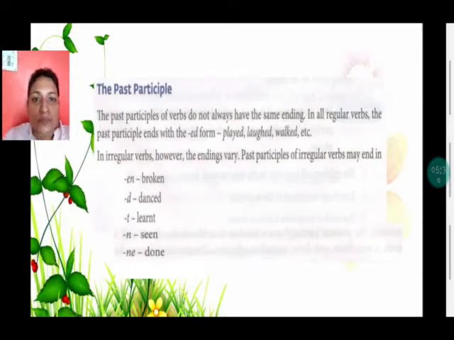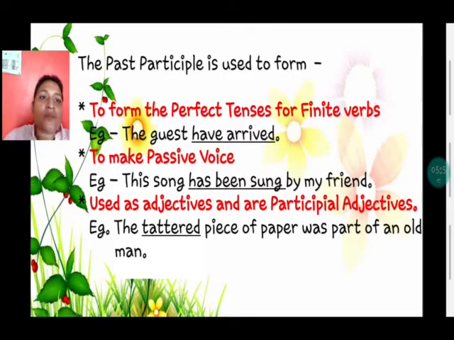Now past participle. The past participle of verbs does not always have the same ending. In all regular verbs, the past participle ends with ed. In irregular verbs, it can be en, d, t, n, ne. The past participle is used to form the perfect tenses for finite verbs.